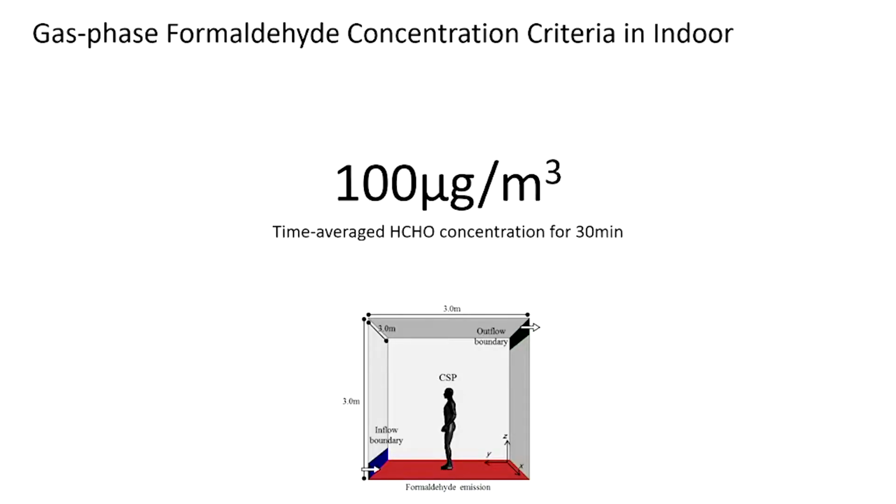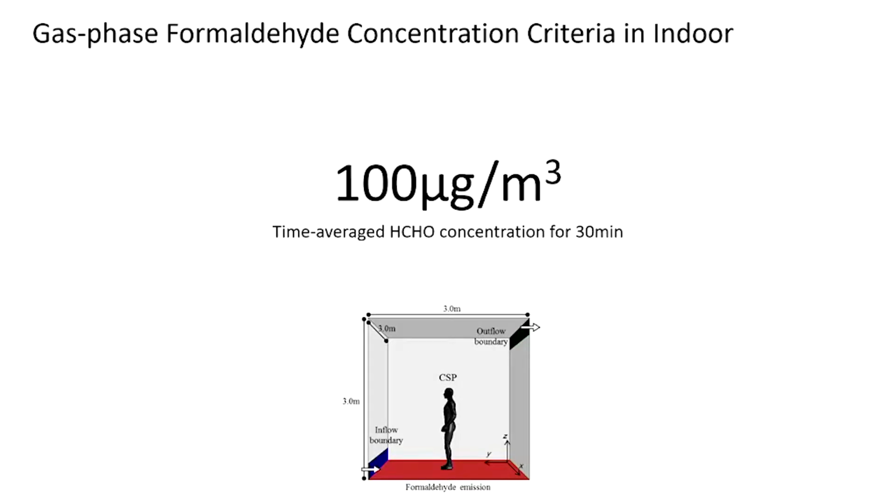And I would like to start with this number, 100 microgram per cubic meter. This is the gas phase formaldehyde concentration criteria in indoor environments specified by WHO, the World Health Organization. And this concentration is defined as the time averaged concentration for 30 minutes at certain points in indoor environments, in accordance with the limitation of measurement method, sampling method, and analytical method.